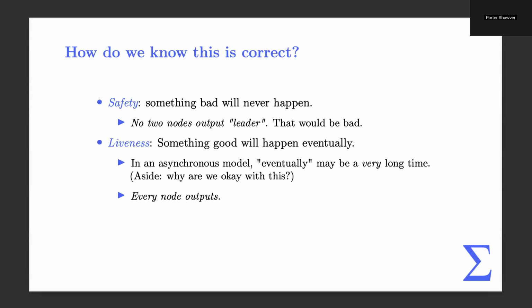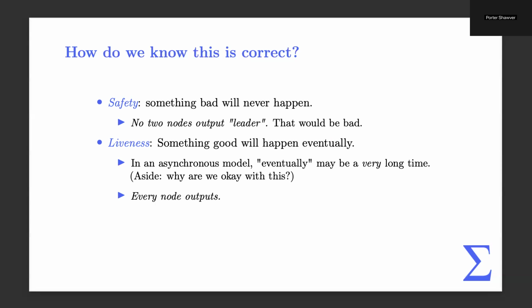And liveness is kind of the opposite. Something good will happen eventually. In this distributed paradigm, you have no idea what's going on. There's so much going on. You basically can say, we want it to work. So something good will happen eventually. It may take a very, very long time because distributed computing is very hard.